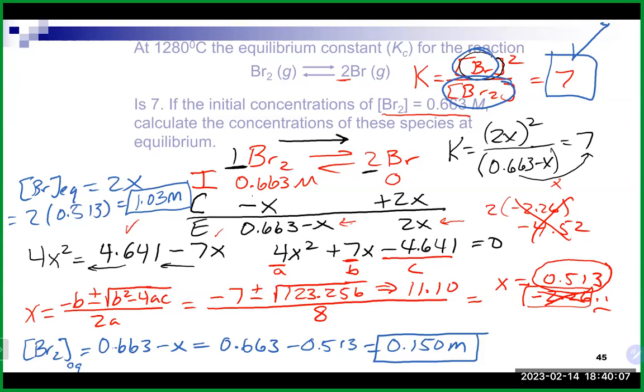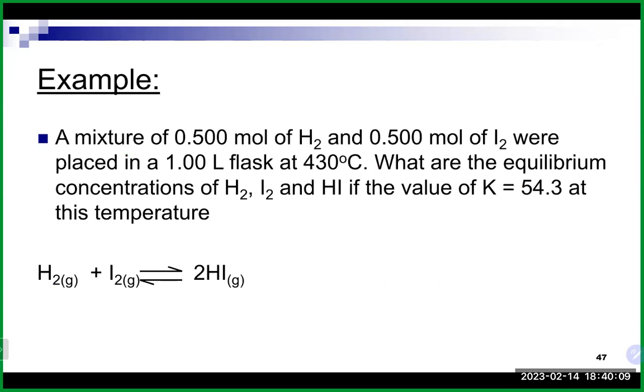All right, I did one, you do one. Yeah, it's all right. Give this one a go here. A mixture of 0.5 moles of hydrogen and 0.5 moles of I2 were placed in a 1 liter flask at 430 degrees Celsius. What are the equilibrium concentrations? Everybody there? The K value in this case is 54.3. So give it a go, see what you come up with.